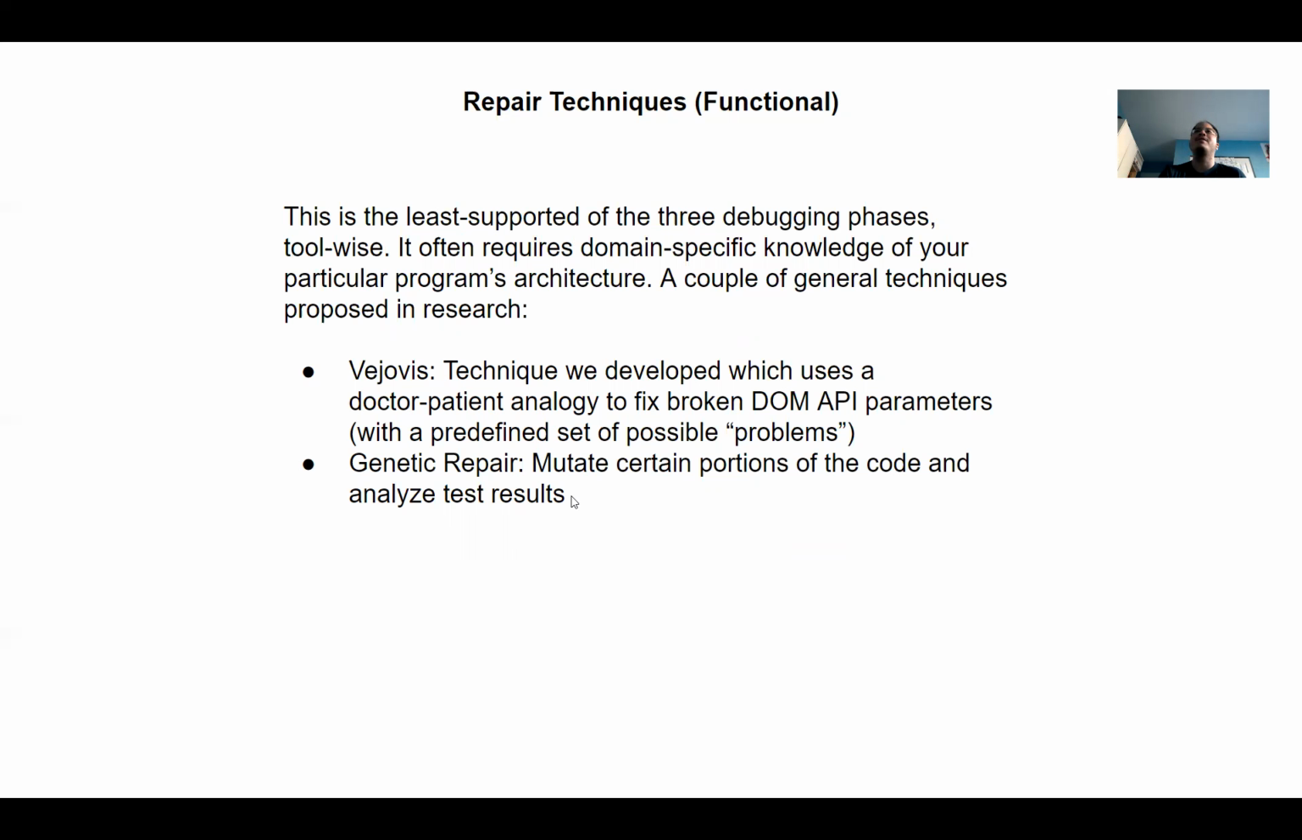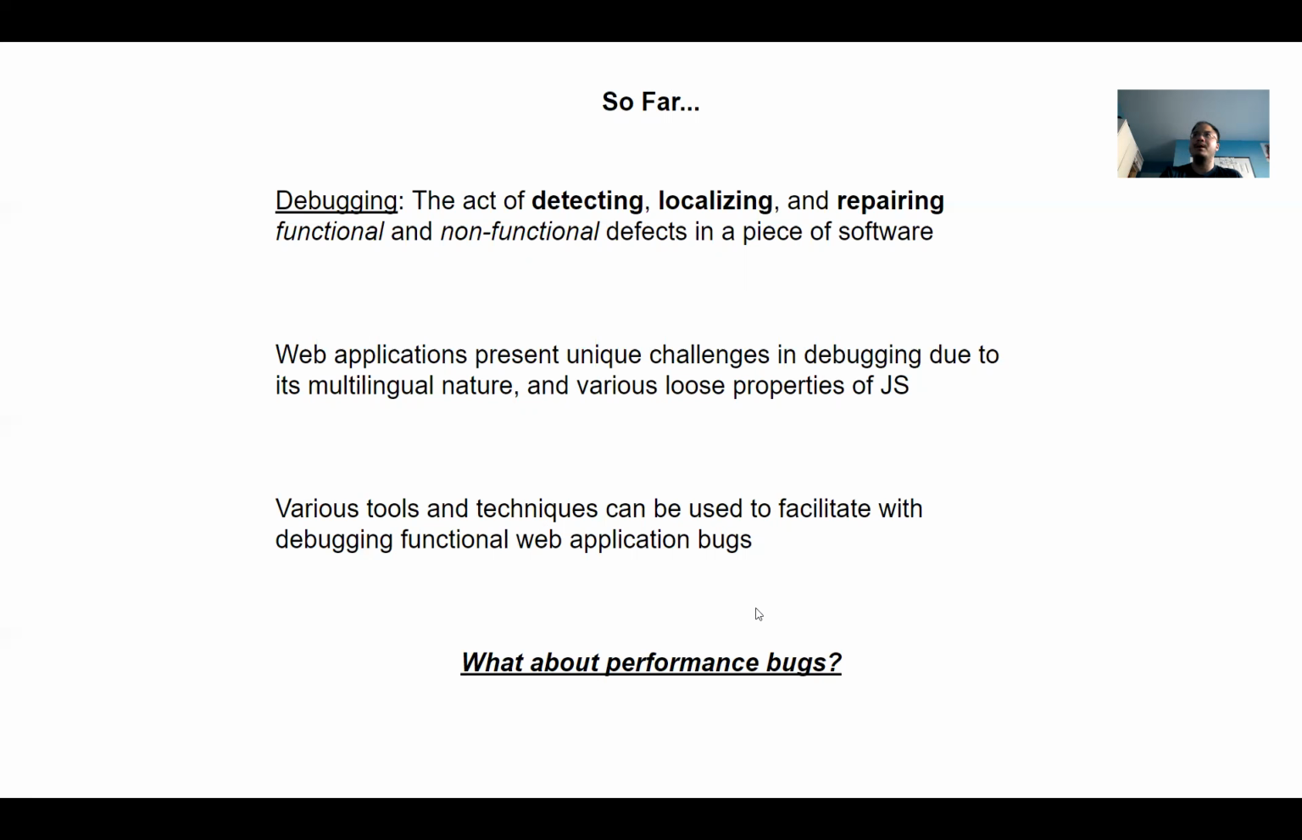Okay, so let's do a little bit of a recap. We've talked about a lot of different things. We talked about what we mean by debugging in the context of this lecture: it's the act of detecting, localizing, and repairing functional and non-functional defects in a piece of software. We also talked about how web applications present unique challenges in debugging because they're polyglot, and there are a lot of very loose properties that exist in JavaScript. And then we went over some of the tools available for each of those three phases: detection tools, localization tools, and repair tools to facilitate the process of functional debugging.